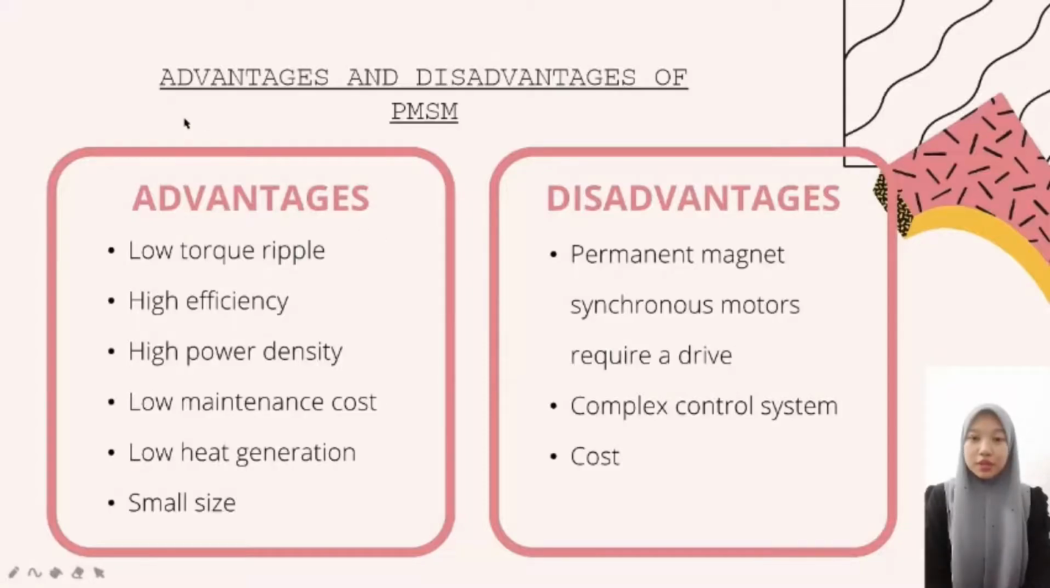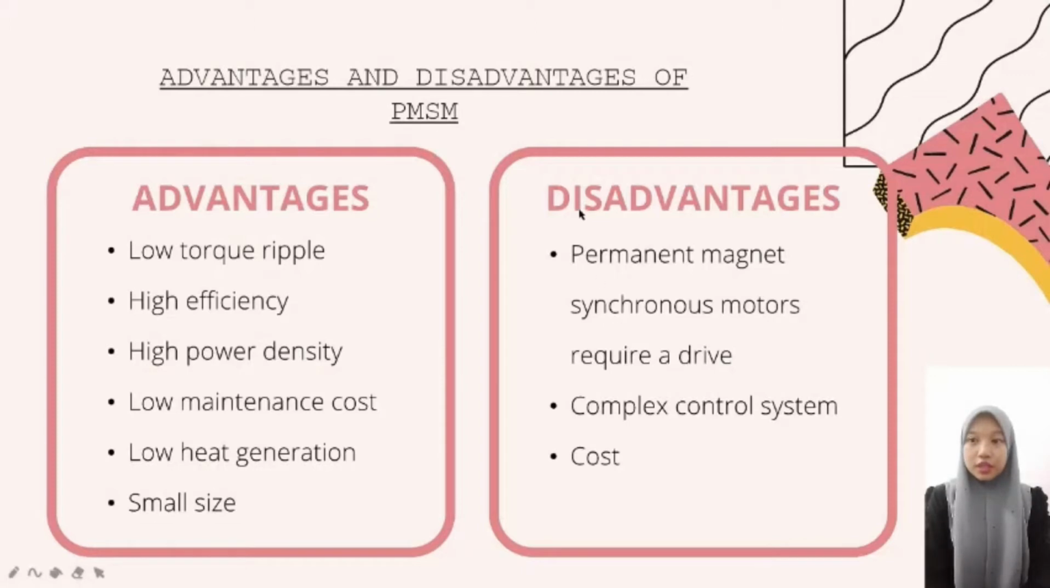I will continue with the advantages and disadvantages of PMSM. As we can see, there are more advantages than disadvantages. The advantages of the permanent magnet synchronous motor are low torque ripple, high efficiency and power density, low maintenance cost, and low heat generation. It also has a small size.